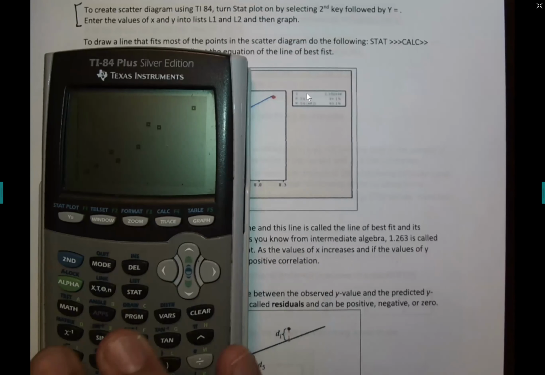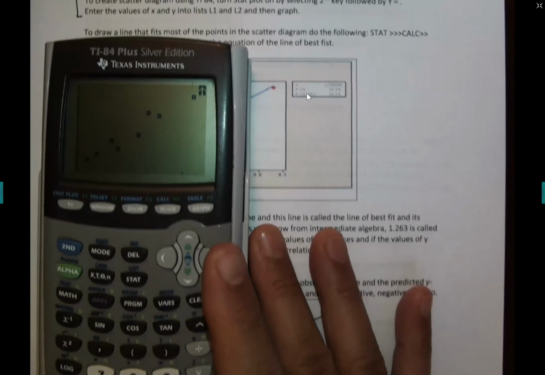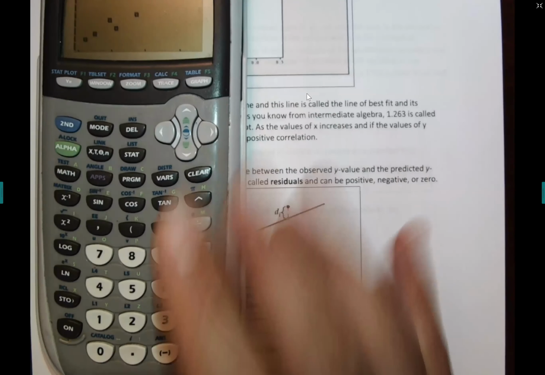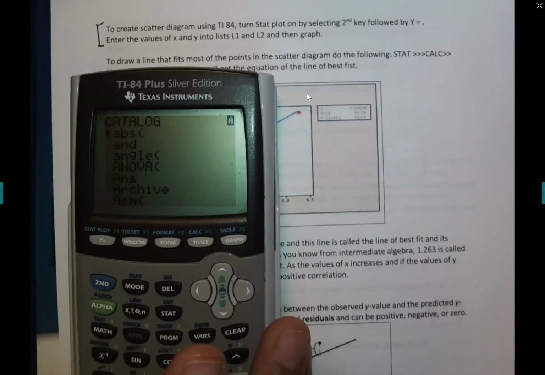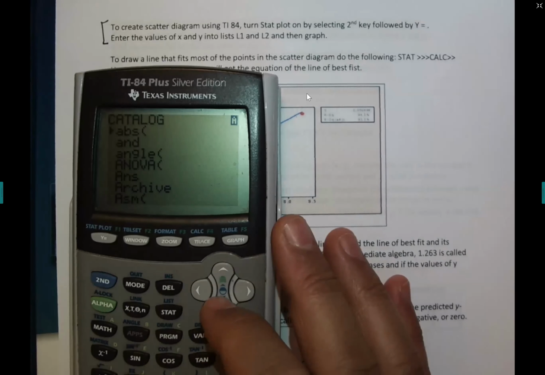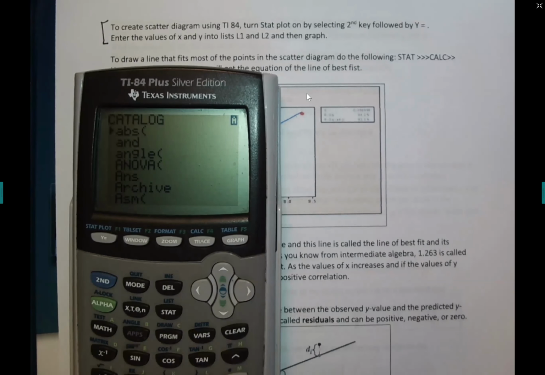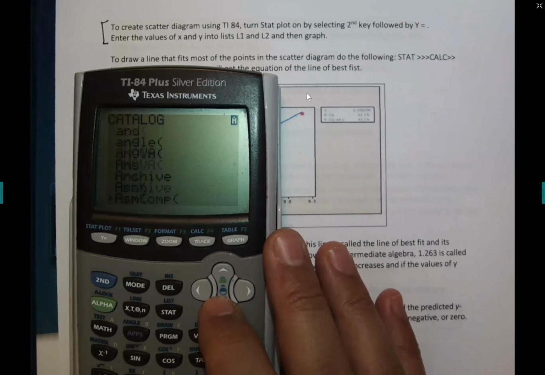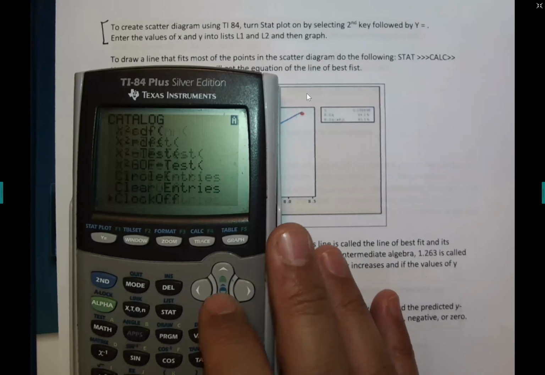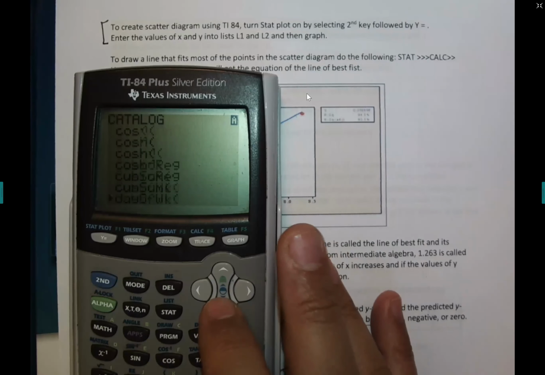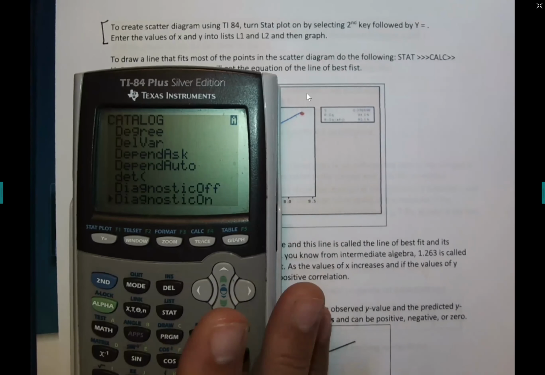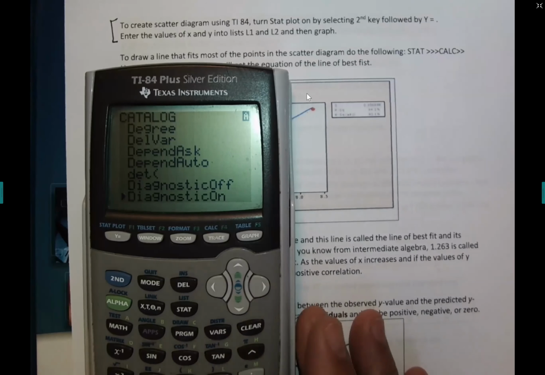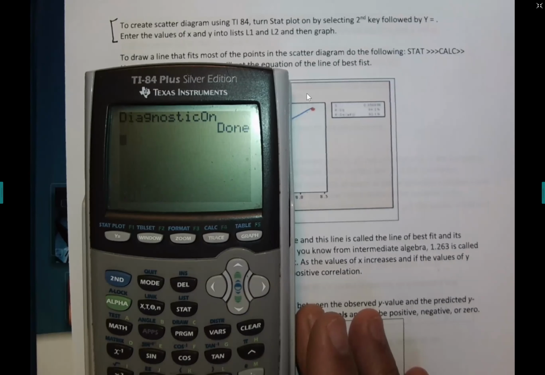So turn your calculator on, press the second key, and I'd like you to press the number 0. Why? Because that's going to give you access to the catalog. And look, this is my catalog right here. I would like you to scroll down until you get DiagnosticOn. Watch. I'm almost there. Once you select DiagnosticOn, I would like you to press enter twice. And you should see the word Done as confirmation on your calculator.